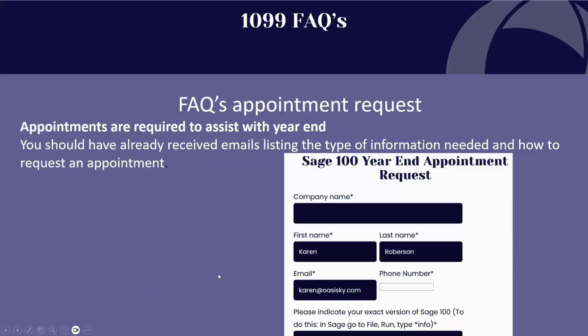And then, because I do still have some important information to cover, we send out emails. You should have received an email by now. If you did not, put me a note in the Q&A and I'll make sure something gets forwarded to you, or you can email help@oasisky.com and let them know that you need the link to do your year-end appointment. That email just takes you to our webpage where you can sign up for that appointment. Just need your company name, first name, last name, and email.